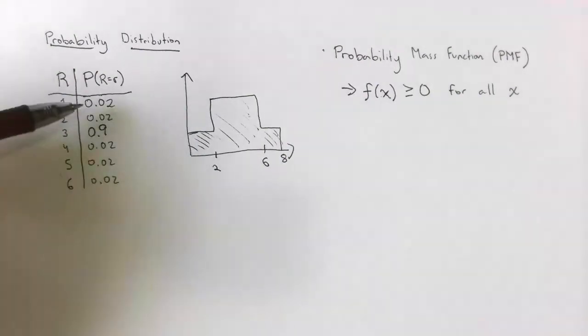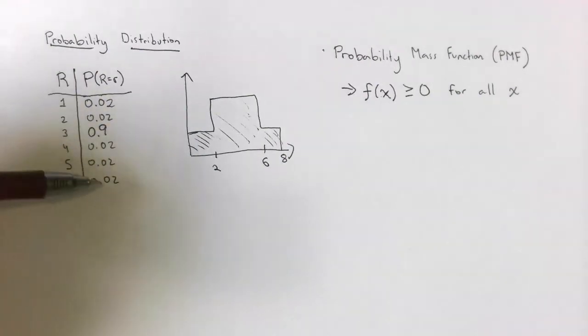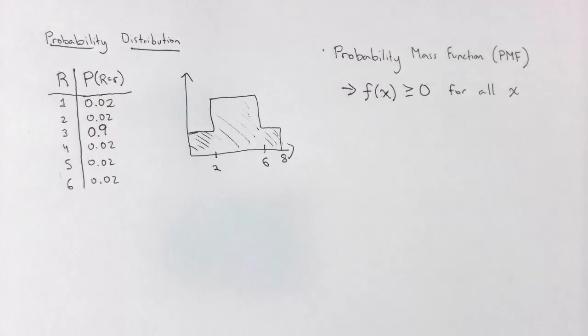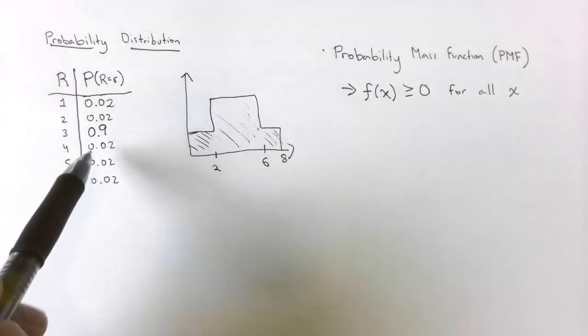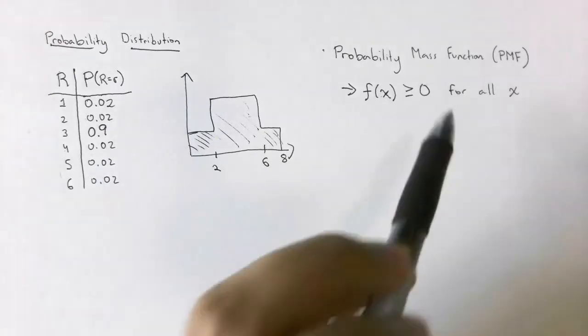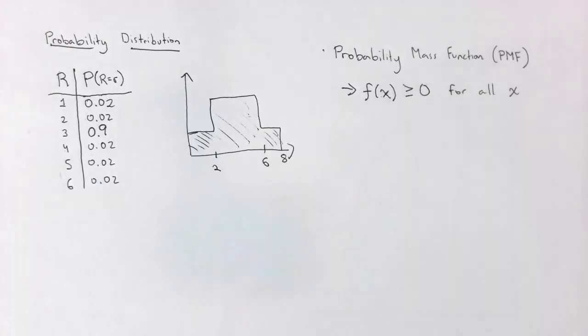A probability mass function is essentially a function that spits out this table. That's all it does. Now, because your output can never be more than 1 and can never be less than 0, you know that your probability mass function cannot be less than 0 as well.